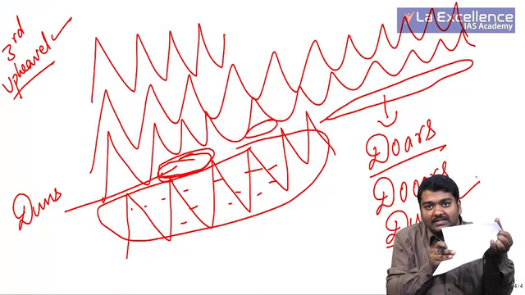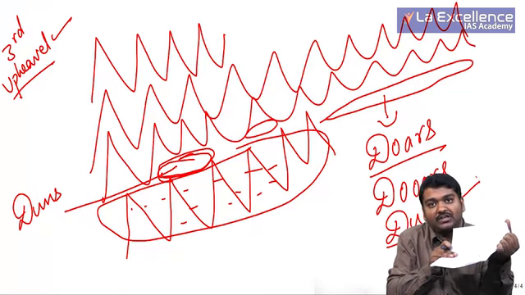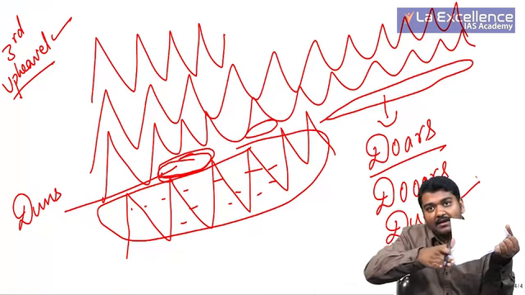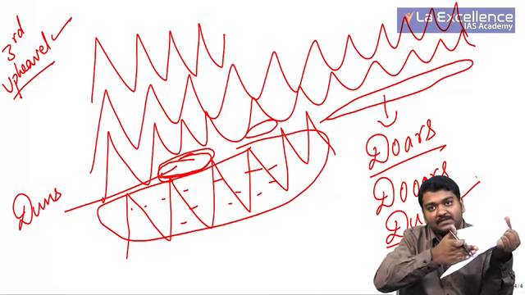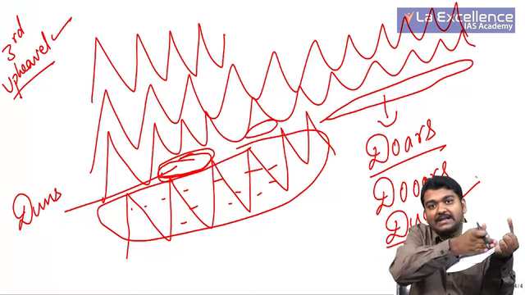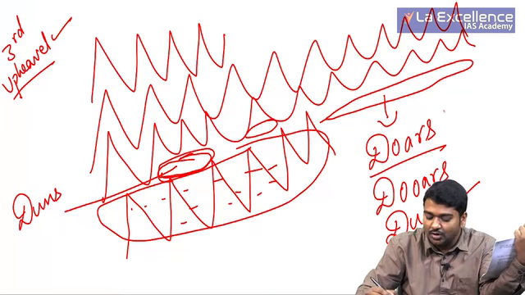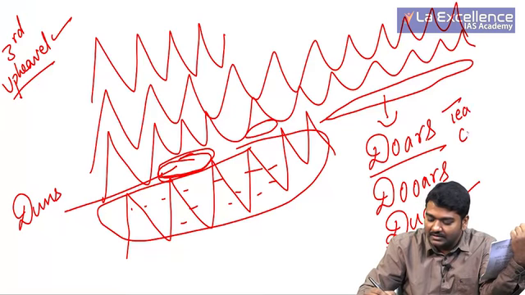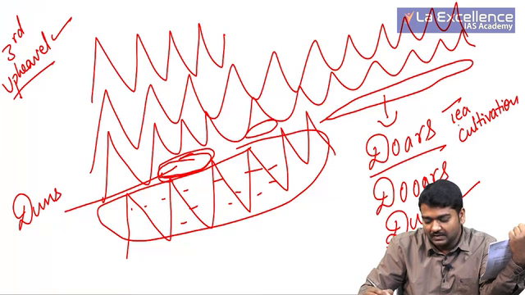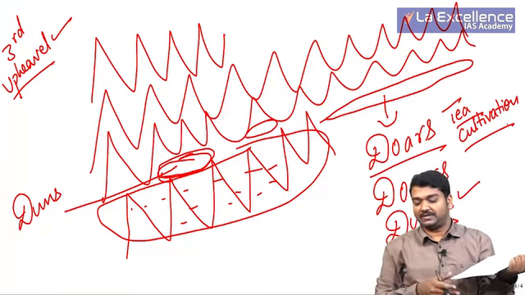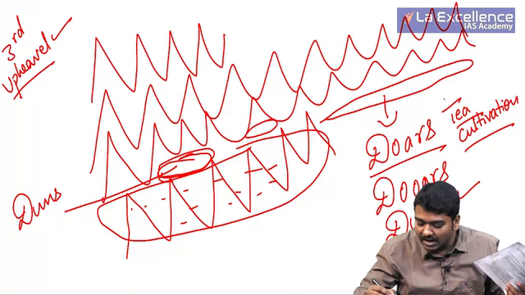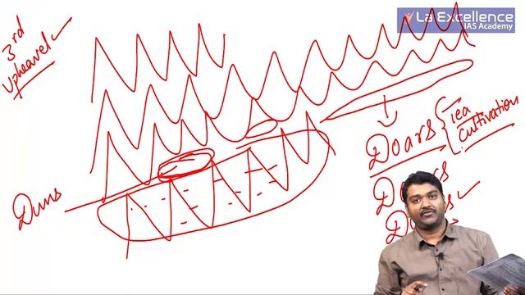Now how do these dhoars look? If you actually see the shape of these dhoars, they are slanted like this, right? They are slanted like this. As they are present like this, these dhoars are good for tea cultivation. This question was asked in UPSC, right guys? So this is very, very important for us.